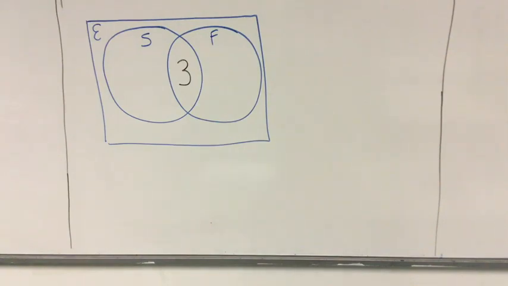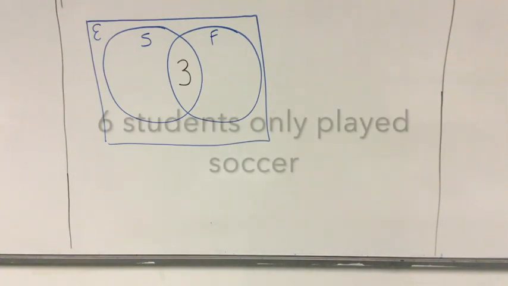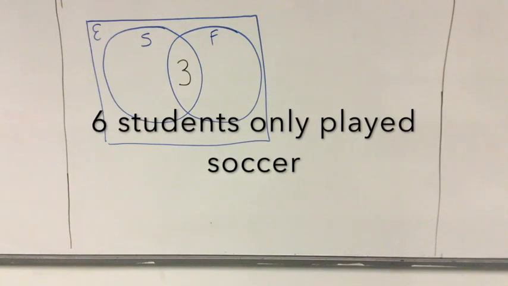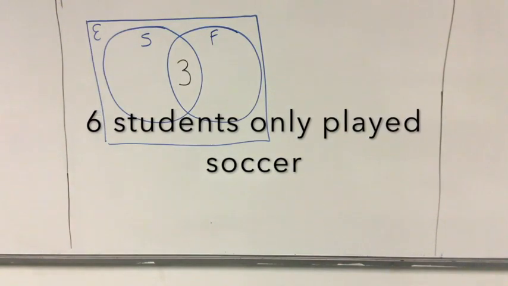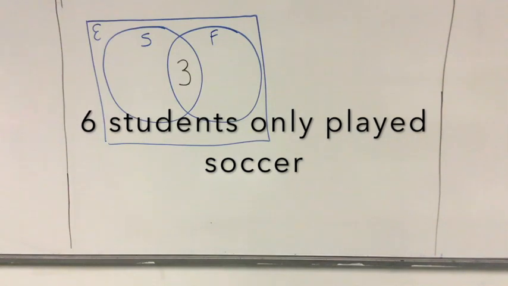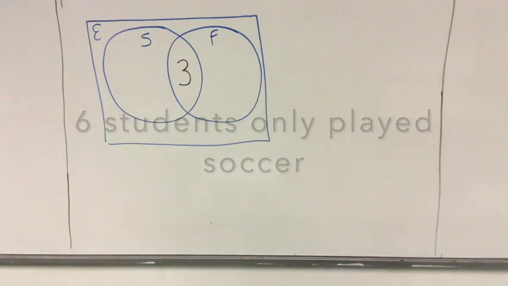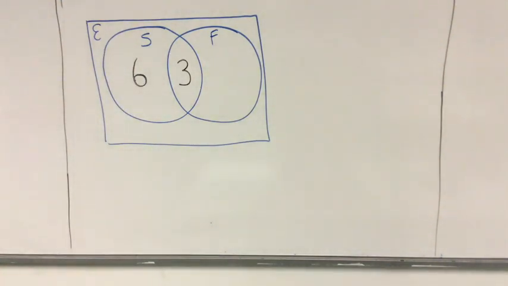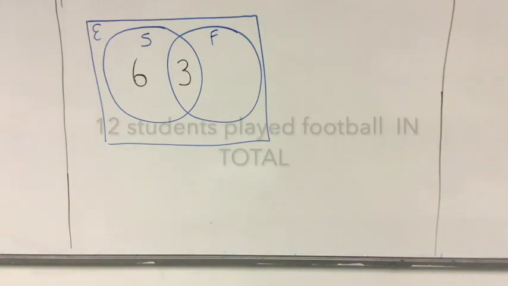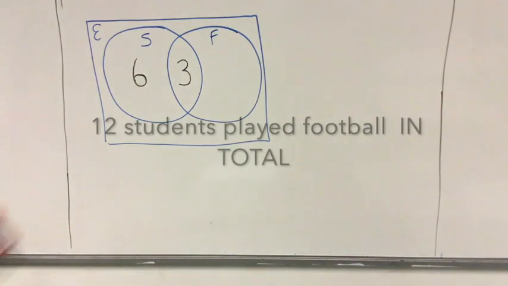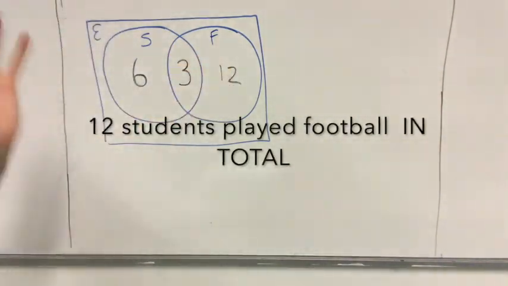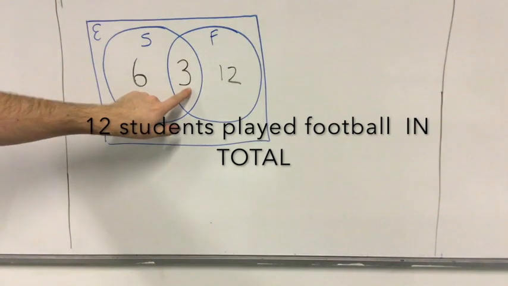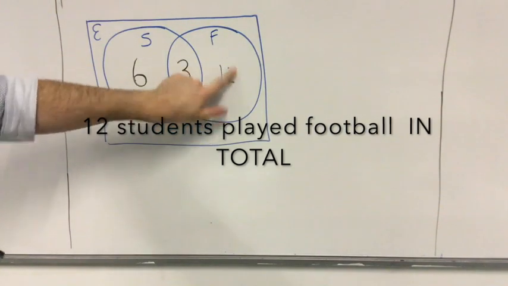The next thing I want you to fill in, do it before me, 6 students only played soccer. Put that in your diagram now as well. Pause it if you need to. 6 students only played soccer. It goes there. And be careful, I'm going to try and trick you here. Altogether, there are 12 students who played football. Do not put a 12 there because that's too many footballers. Don't forget about this middle part. So that's wrong what I've done there.